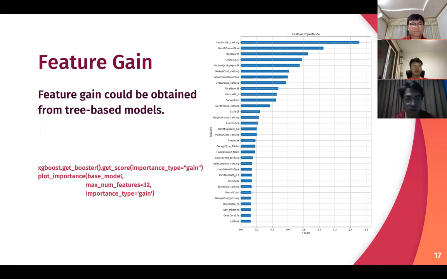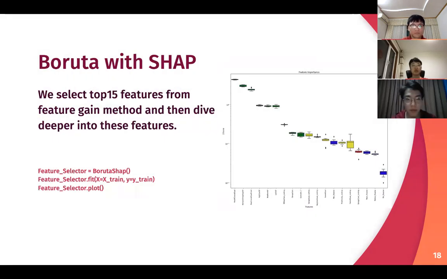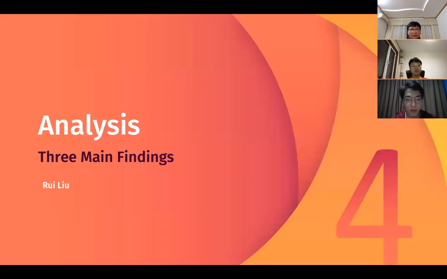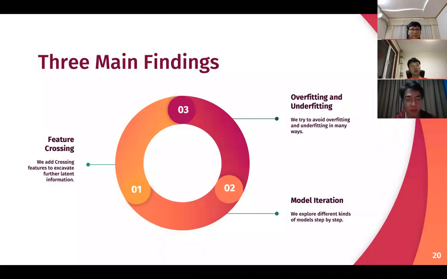Then, to dive deeper into the most important features, we use Boruta with SHAP algorithm. It is a newly proposed algorithm which has proven to outperform the original permutation importance method. In the last part, I will discuss our three main findings: feature crossing, model iteration, and overfitting and underfitting.